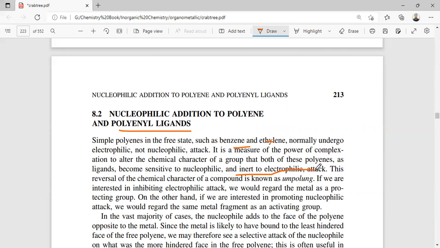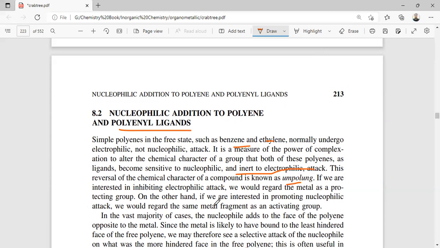But when it is bound to the metal center, it is activated toward nucleophilic attack, which alters the chemical behavior of the polyene. That phenomenon is called umpolung. It reverses the chemical character of the compound. If we are interested in inhibiting electrophilic attack, we regard the metal as a protecting group. On the other hand, if we are interested in promoting nucleophilic attack, we regard the same metal as an activating group.